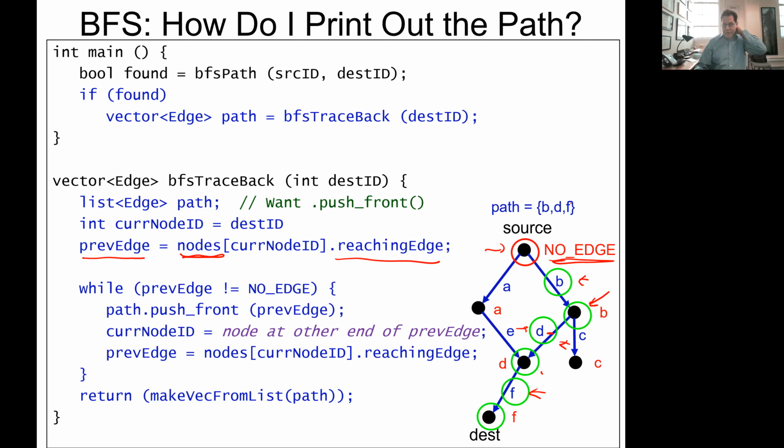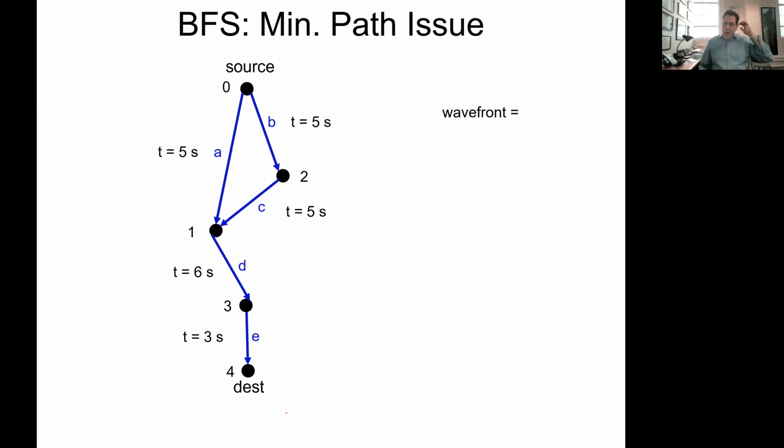So by doing this push front, we've actually got the path and we've got it in the right order. We just have to convert it into a vector. And again, that's not terribly difficult. There are a lot of simple functions in STL that will do that conversion for you. Okay, so now we know how to find paths, we know how to return them. Let's just look to see if there are any issues. And there is one.